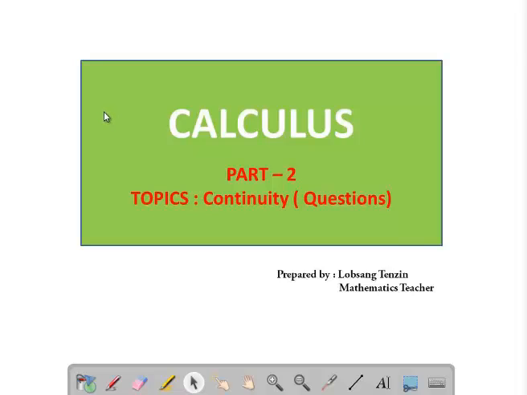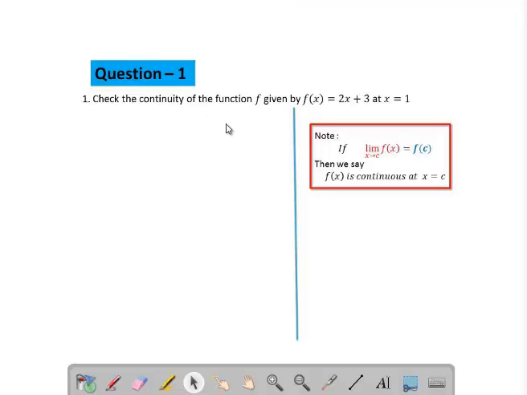In this part, you're going to learn some questions regarding the continuity of a function. So the first question: check the continuity of the function f given by f of x equals 2x plus 3 at x equals 1.